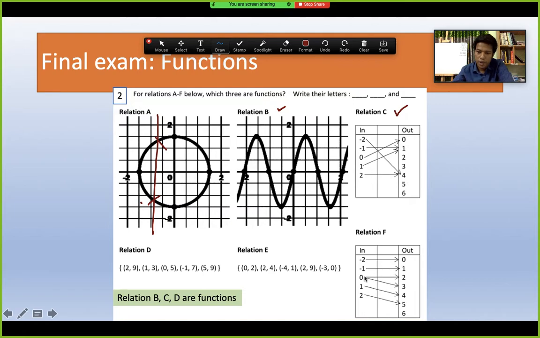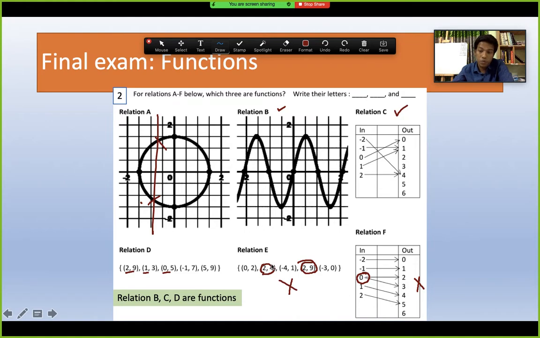Next, one is not a function, because 0 is associated with 2 and 3. That's why it is not a function. And D is also a function, because all of the x values are different, distinct. F is not a function, because you see there is a problem here. This is 2, 4, then this is 2, 9. One time we are saying for 2 the answer is 4, another time we are saying for 2 the answer is 9. So this cannot be a function, because we are saying two different things for a single number.